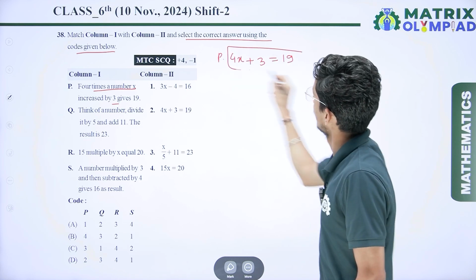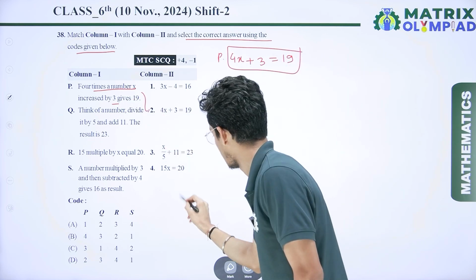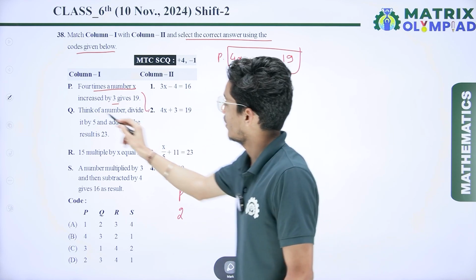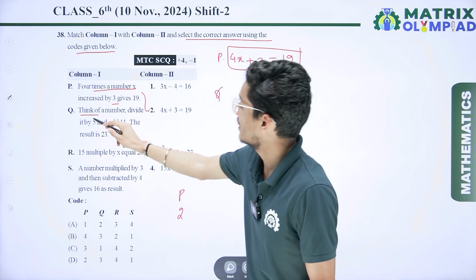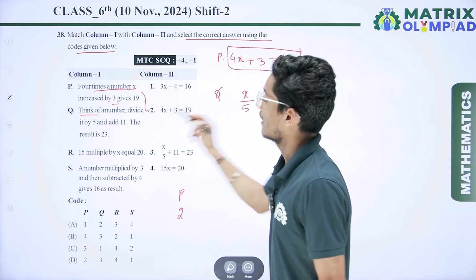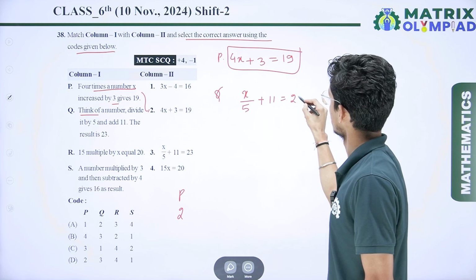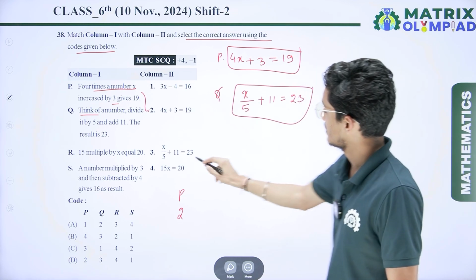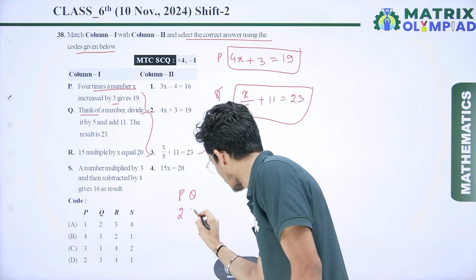So check where this equation is. So 4x plus 3 is equal to 19. It means P is connected to 2. So I write here P is connected to 2. If I talk about Q, think of a number, let the number be x, divided by 5, and added 11, and the result we get is 23. So check where this is. It means Q is connected to third. So I write here Q is connected to third.